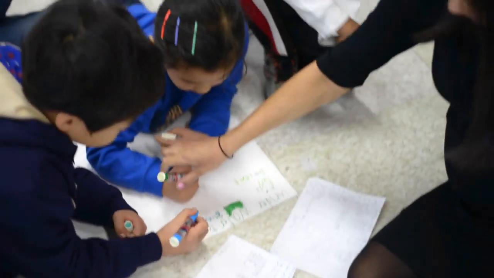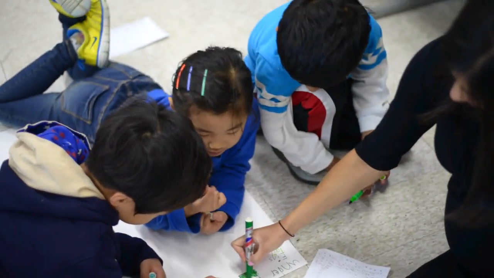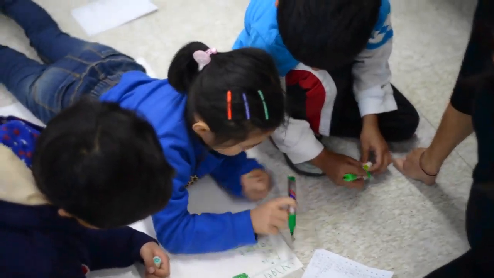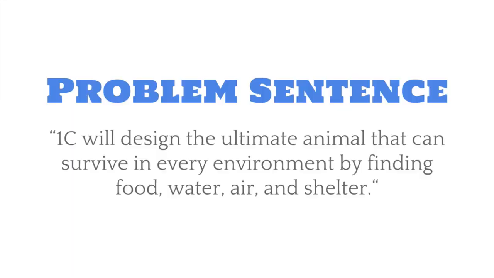Next, we placed the students in groups and had them list all the external parts animals would have in different habitats. Using the most significant need and insight, the class developed this problem sentence: 1C will design the ultimate animal that can survive in every environment by finding food, water, air, and shelter.